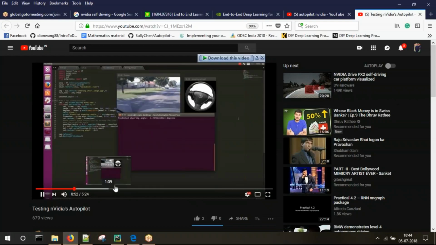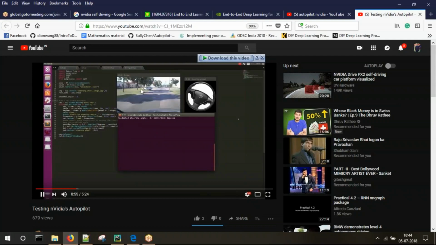So yeah, as you can see, this is actually the video, and you can see the different steering angle. So this is just, let's say, a rough model. The steering wheel is actually not working that well, but I believe with a good model, you can actually work on something like this.